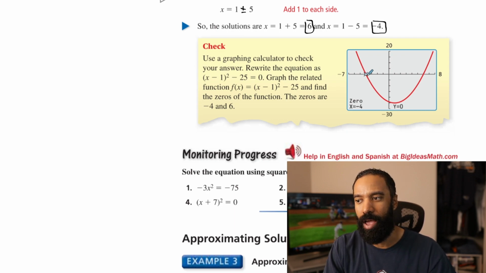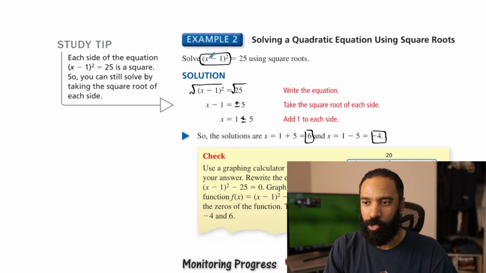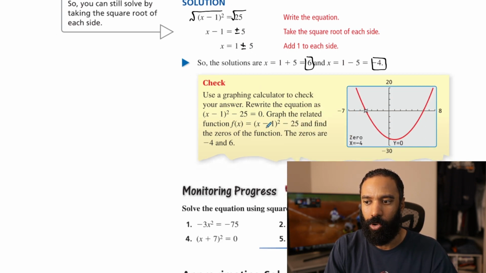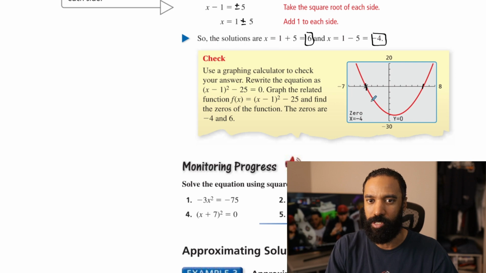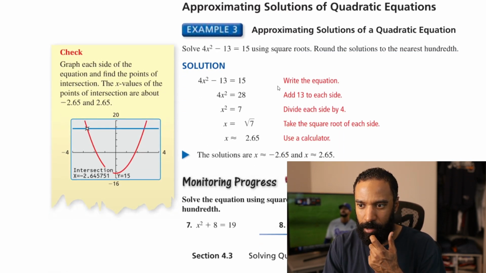They do show using a graphing calculator to check these things. If you graph the original equation, where it was x minus 1 quantity squared minus 25, or y equals that, you get the solutions crossing at negative 4 and positive 6. So they are showing that representation now. Skipping some of those steps because we're going to do them in the problem set.